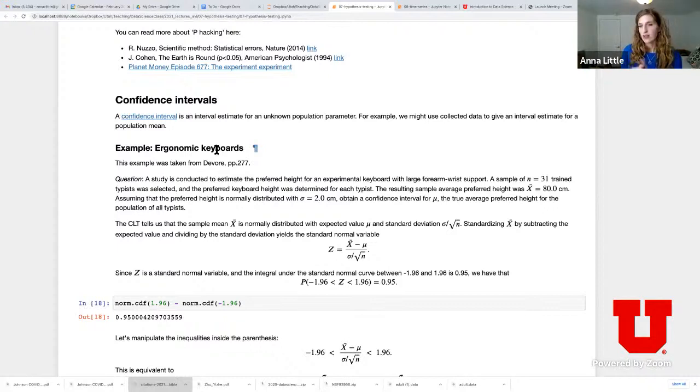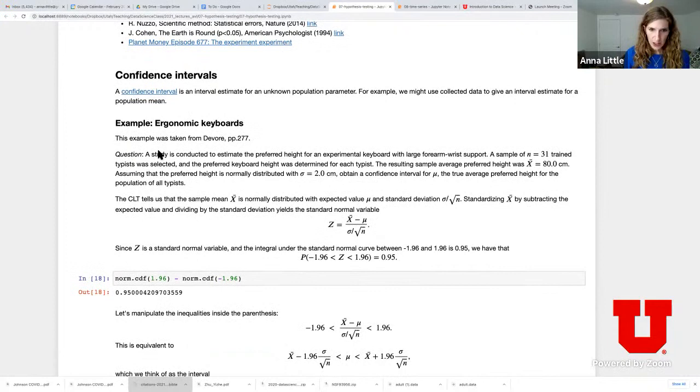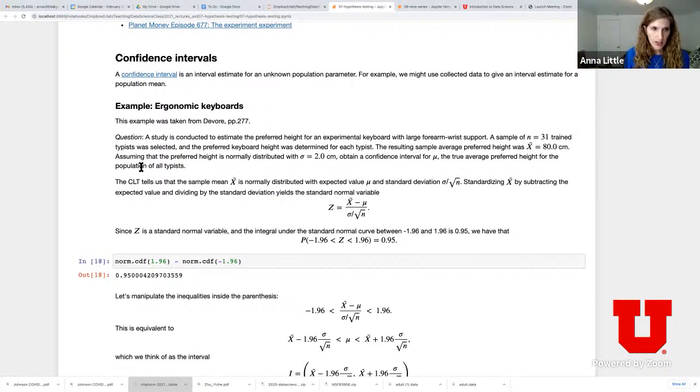Here, I'm just going to be talking about a one sample confidence interval, even though confidence intervals based on 2 samples are also quite important. But let's just start simple for the one sample case. And let's say we've collected data and we want to get an interval estimate for the population mean. So let's take a look at this example, which is ergonomic keyboards.